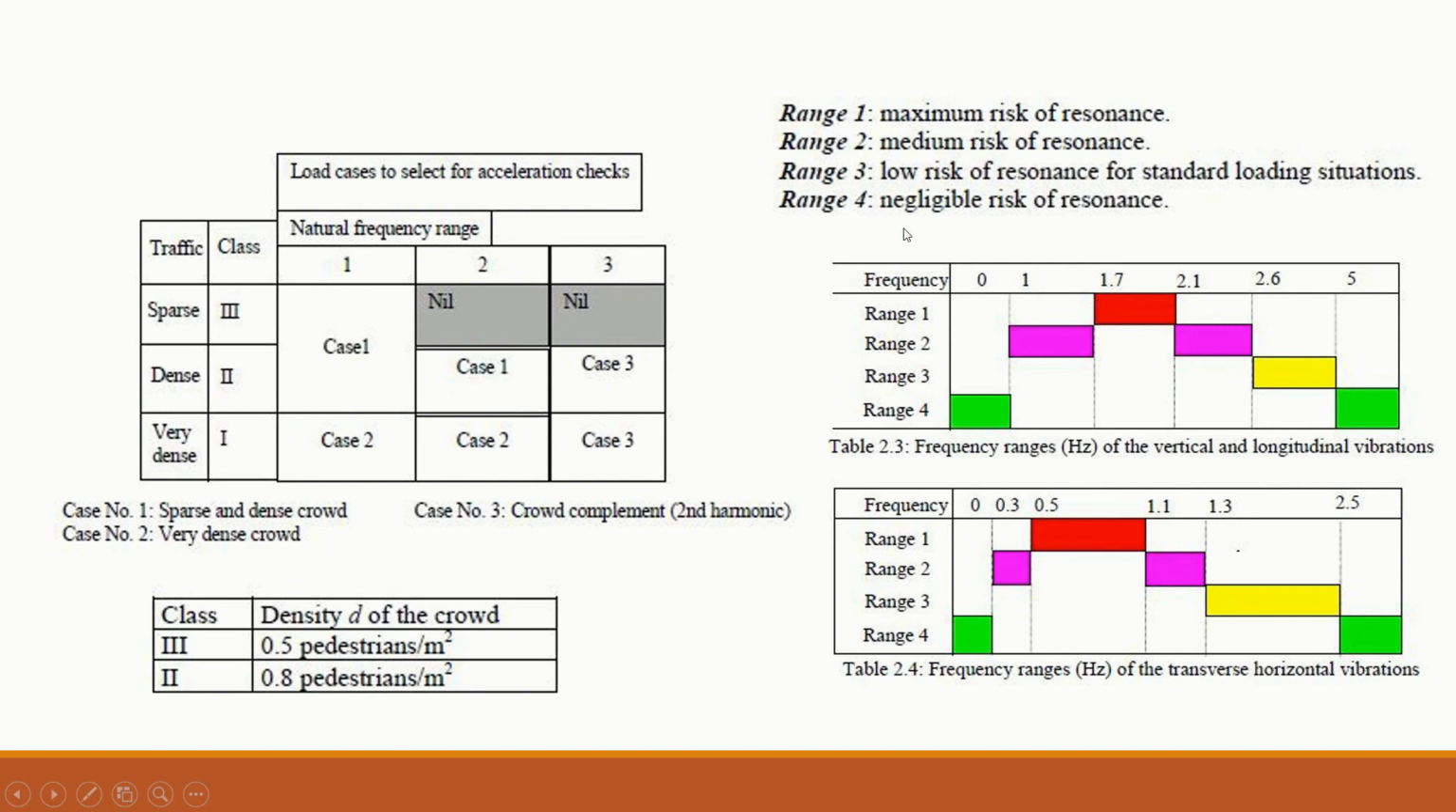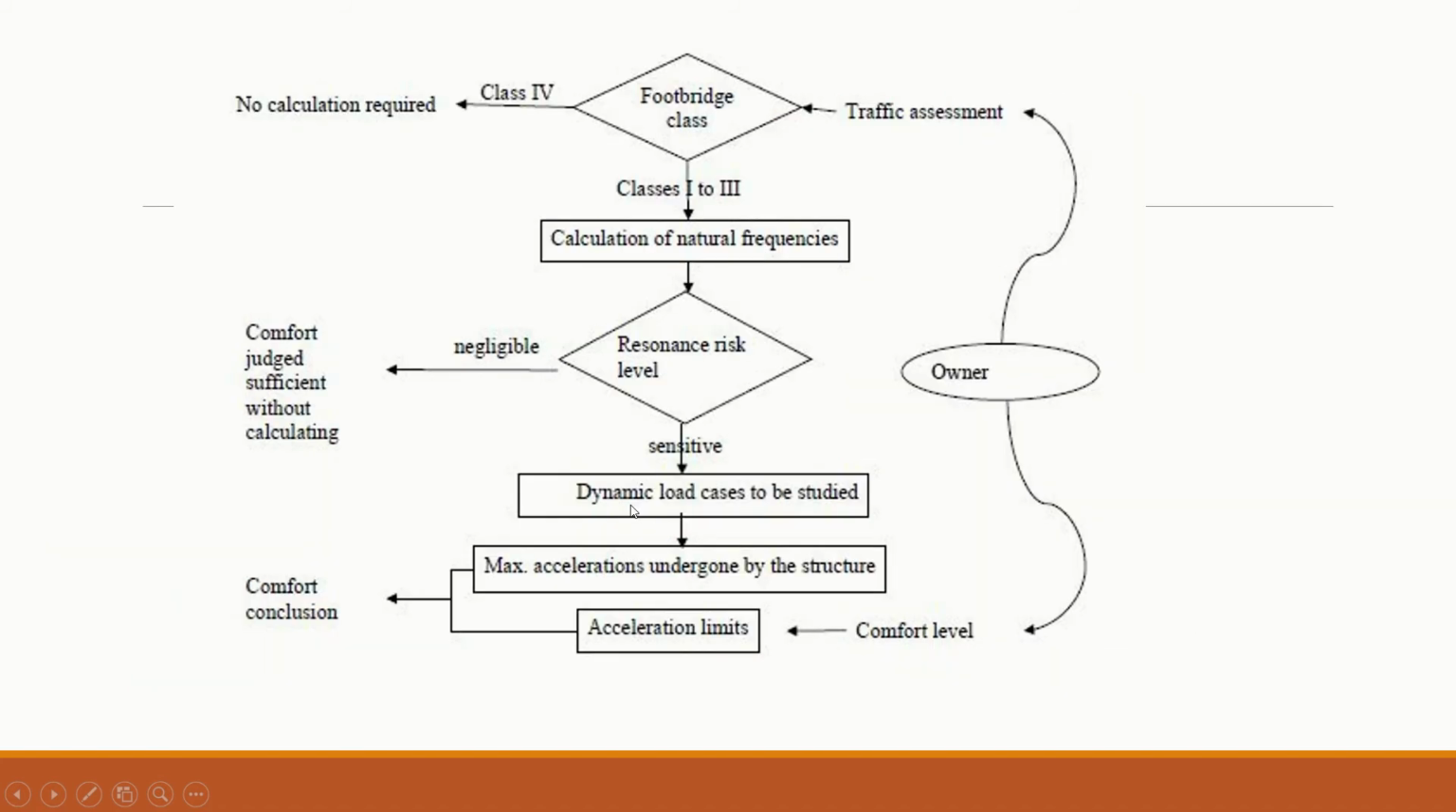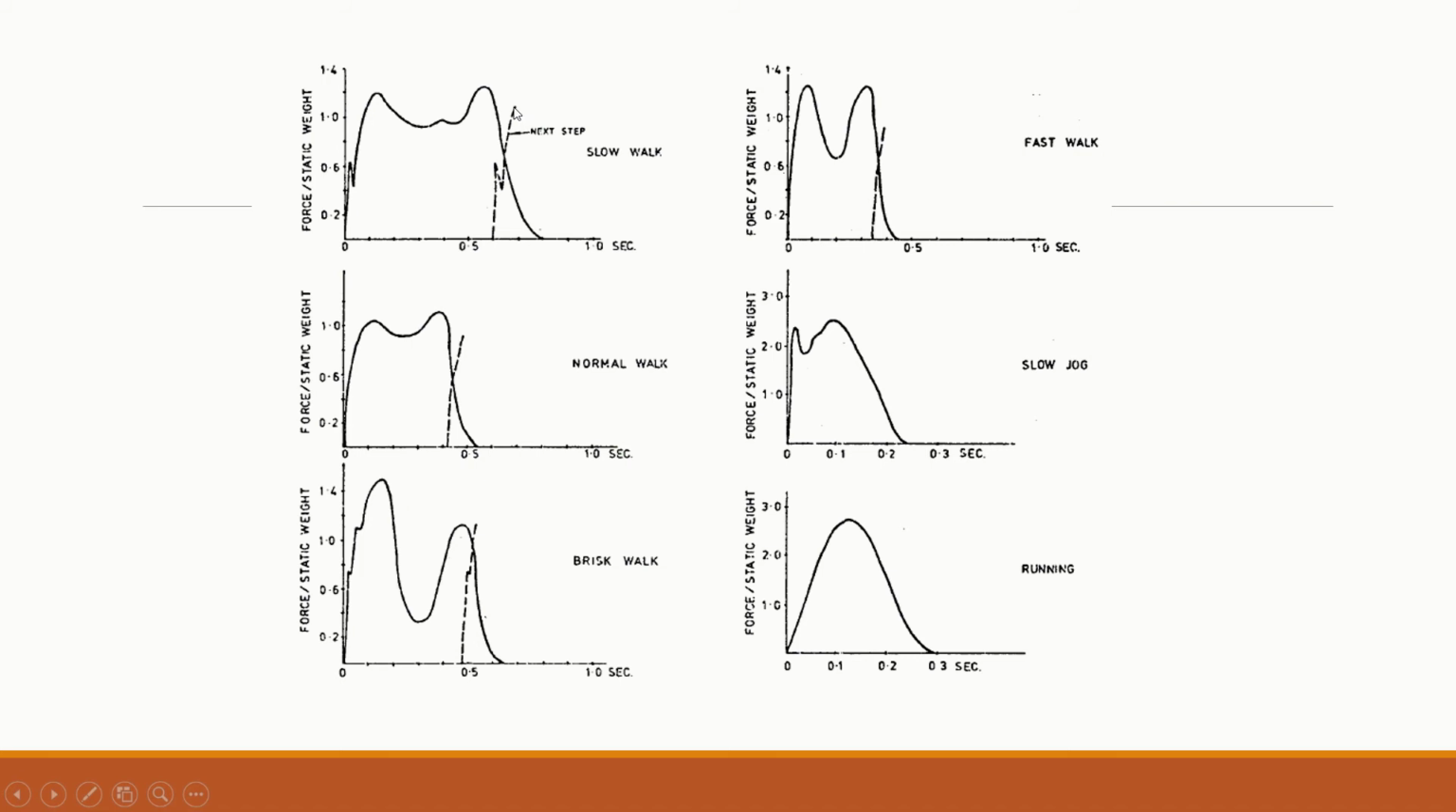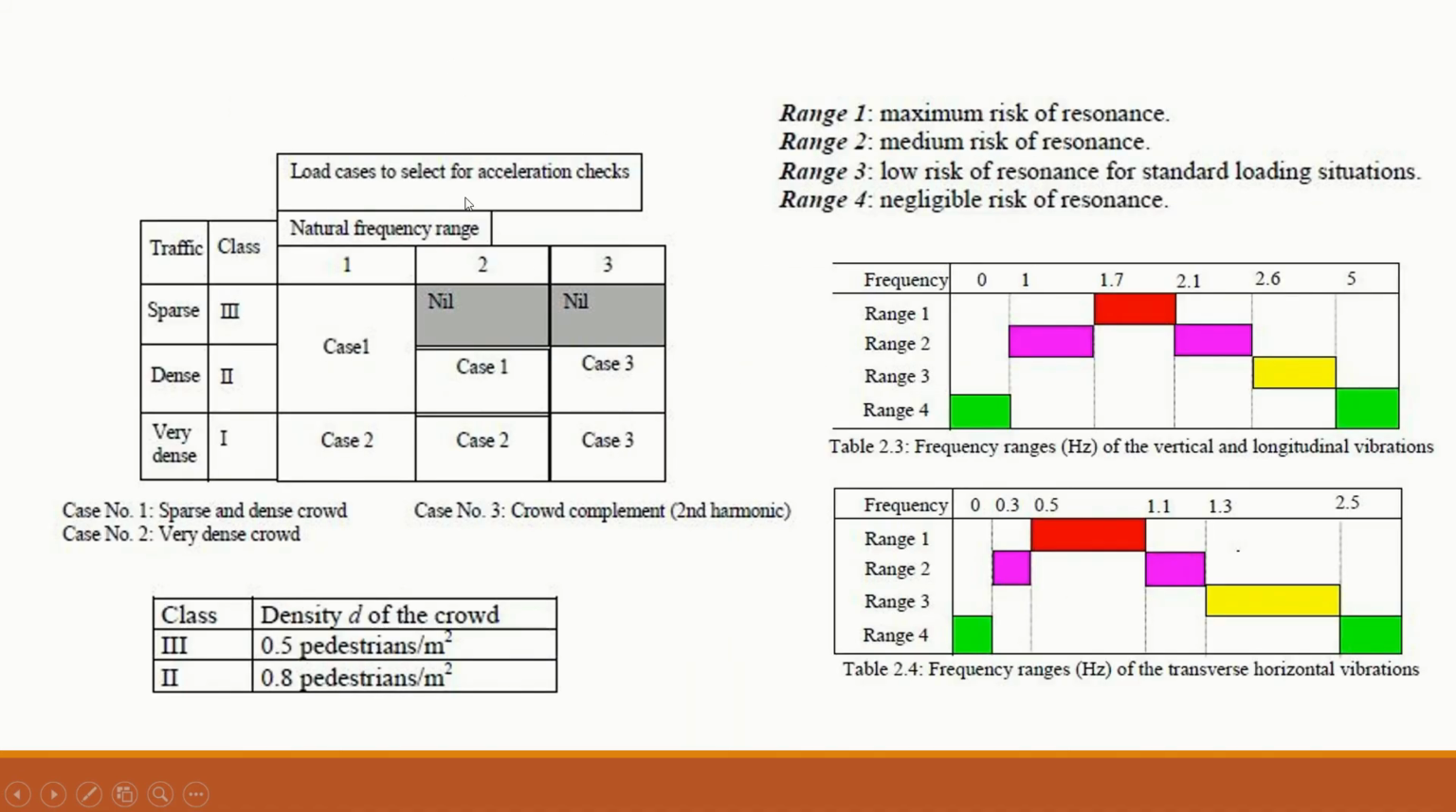So let's say we have a frequency of 2.5, so it's here, in range 2. First of all, we're going to go to this table here. We're going to see if it's a footbridge with class 3. We should put case 1, which is a sparse and dense crowd. Case 2, very dense crowd. And case 3 is the second harmonic. So the second harmonic is this one. It's the second force that's caused on the footbridge.